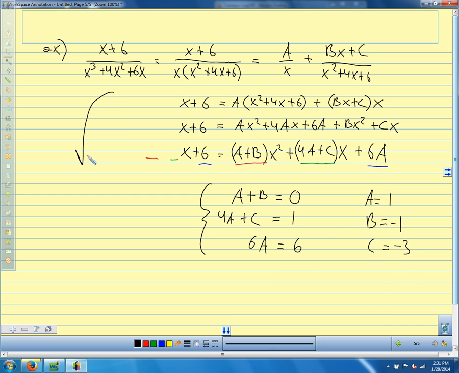So our partial fraction decomposition of this is 1 over x plus -x minus 3 over x squared plus 4x plus 6. And that's our partial fraction decomposition.